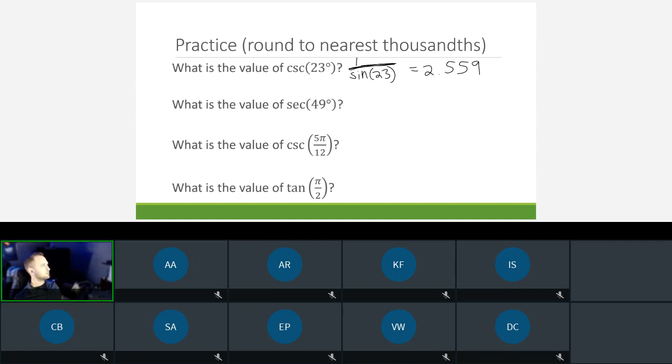All right, so what is the value of cosecant of 5 pi over 12? I'm sorry, that's number 3, not number 4. We'll do number 2 first. All right. What is the value of secant of 49 degrees? So it looks like we have to convert it, do the inverse. So 1 divided by cosine 49. Does anybody want to write that for us? Danica, go for it.